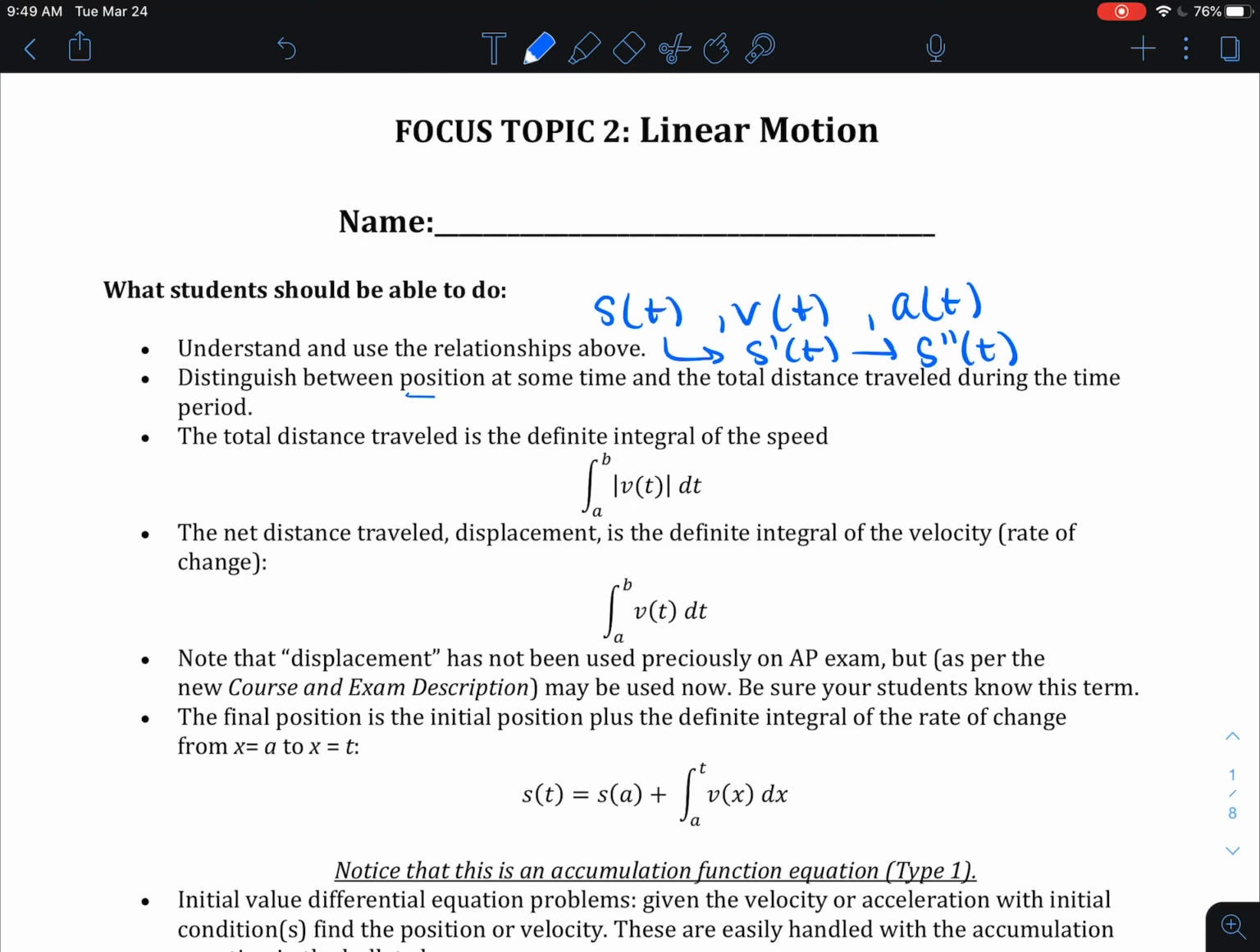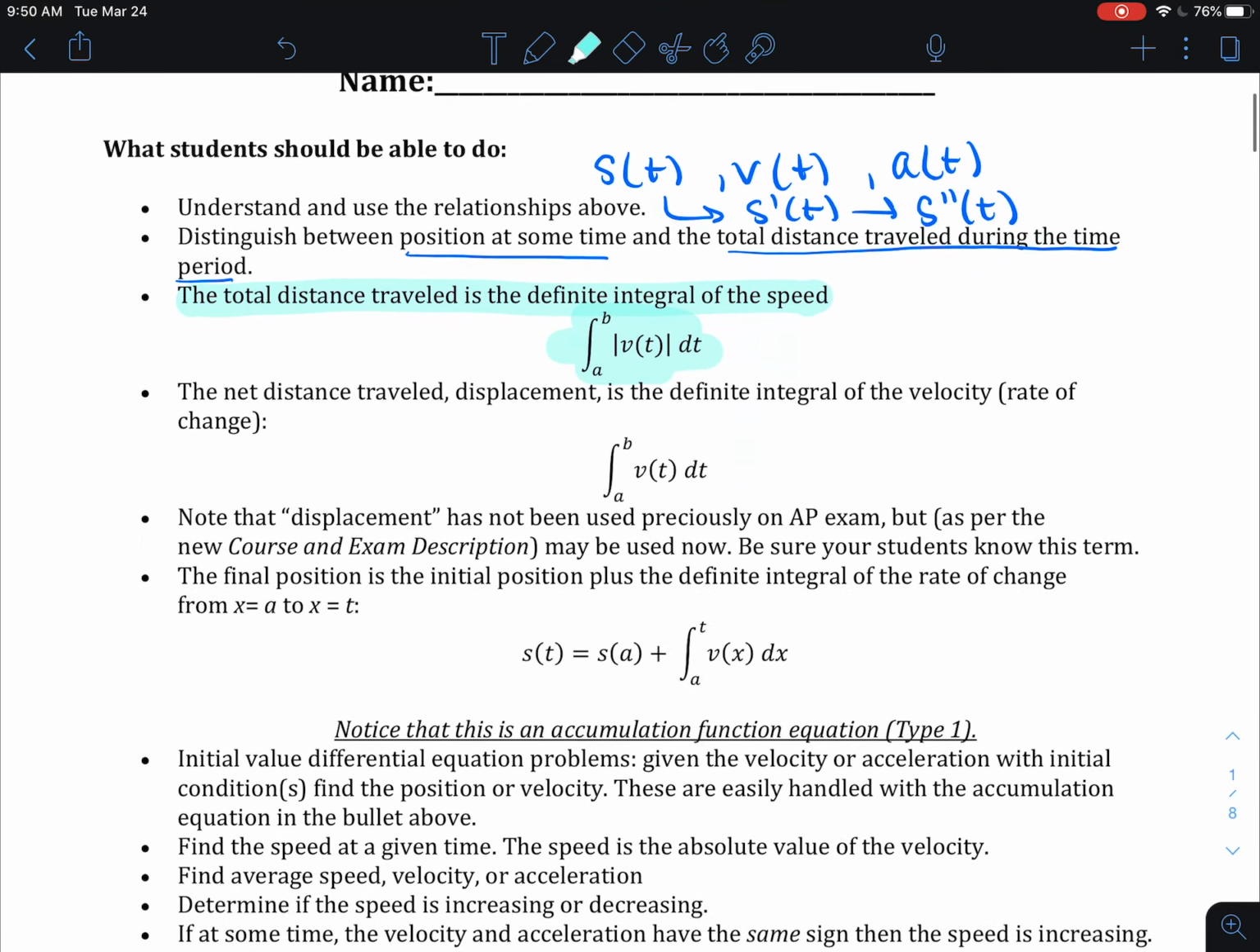Distinguish between position at some time and total distance traveled during the period. So the total distance traveled during the period is now no longer going to be tested, right? So total distance, if you look at 8 dot, I believe it's 3 or 2, one of them says linear motion with integrals. So any linear motion with integrals is out.